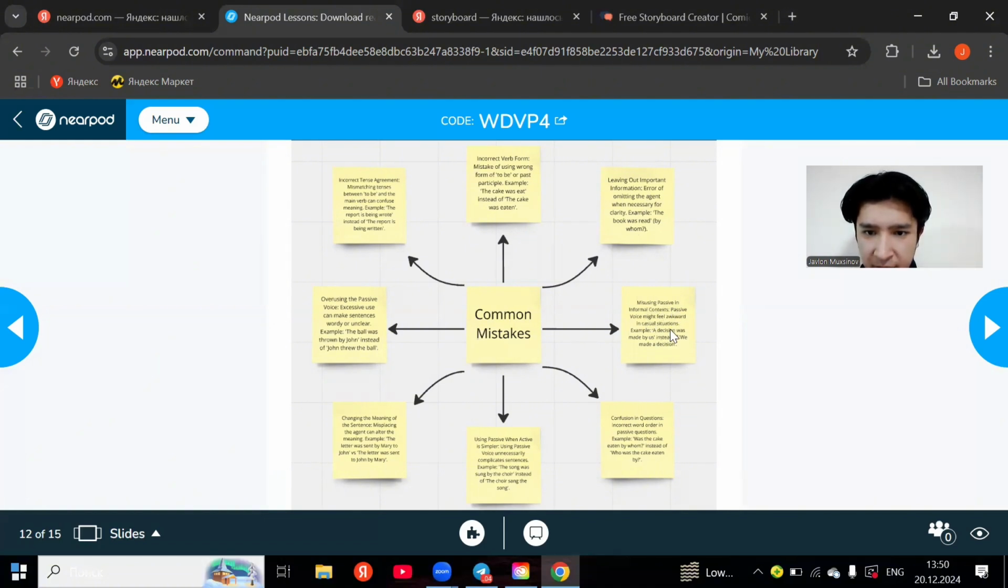Missing passive in informal context. Passive voice might feel awkward in casual situations. Example: a decision was made by us instead of we made a decision. Confusion in questions: incorrect word order in passive questions. Example: was the cake eaten by whom instead of who was the cake eaten by?